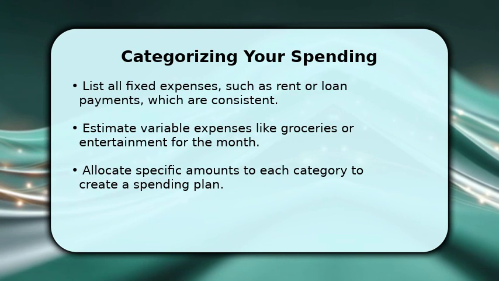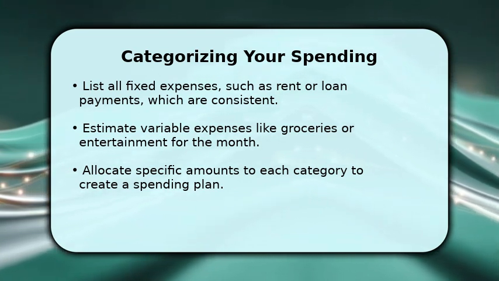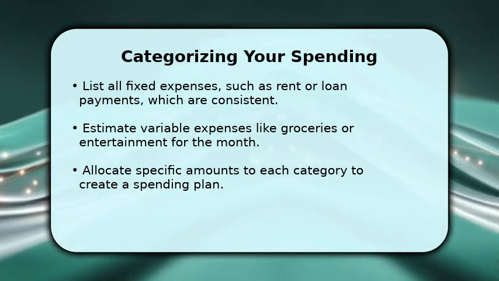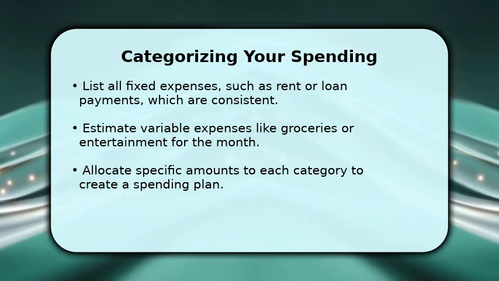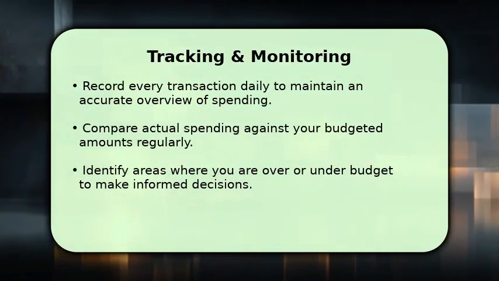Assign a budget amount to each category. This helps you visualize where your money is allocated and prevents overspending in certain areas. Consistent tracking is key to success.